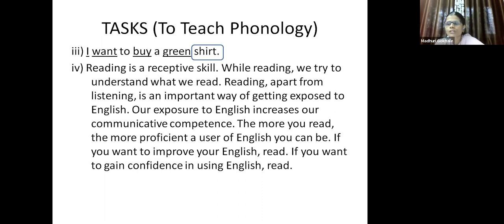For example, Suman, when you bring in the CLT approach, you can also think of whether you want your learners to first work with listening, reading, and then they can go to speaking. Because that will train them, that will help them to move easily towards speaking.